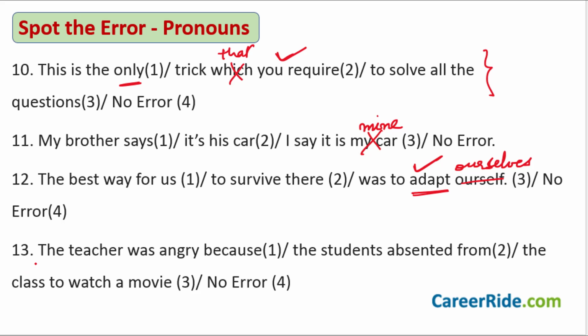Sentence number 13. The teacher was angry because the students absented from the class to watch a movie. Many of us do this, right? People of my age, we have also done this, and I'm sure a lot of you are also doing this. The teacher was angry because the students absented themselves, right? This word "absent" also requires a reflexive pronoun with it, right? And since we are talking about many students here, it should be "themselves". So part number 2 is the part that has a mistake in it.